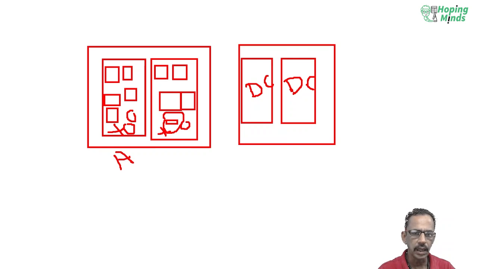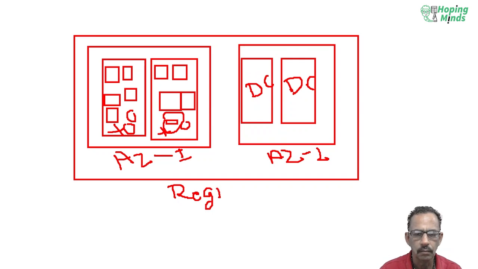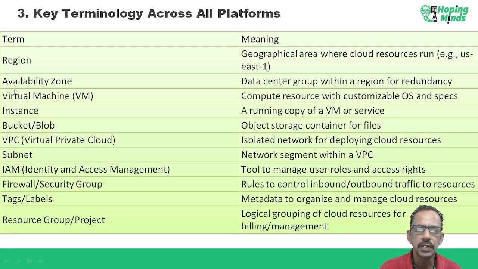It's called AZ. So a collection of multiple data centers is known as an availability zone. Clear? And the collection of multiple availability zones is known as one region. Clear? Collection of multiple data centers is known as one availability zone, and combining multiple availability zones becomes one region. Clear? That was about the region and availability zones.